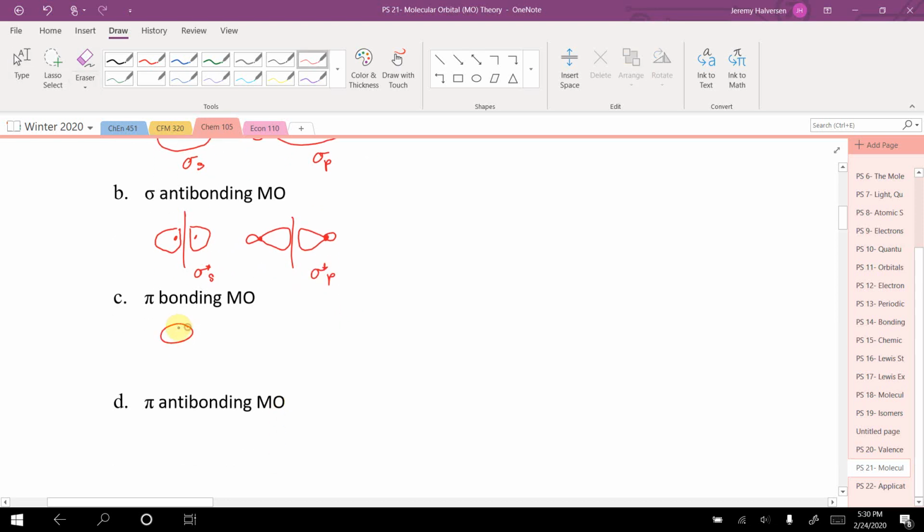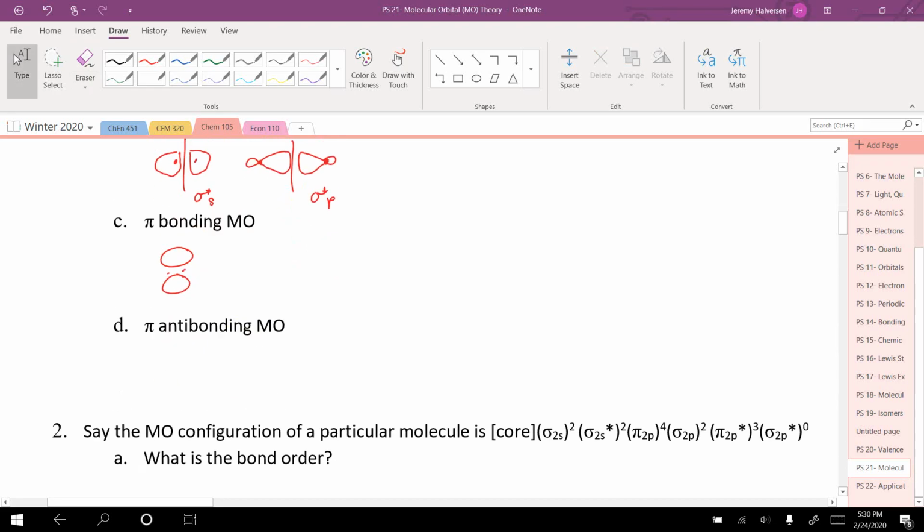Pi bonding. Again, that we just draw like this. That can only come from p's. Pi antibonding looks just like that one up top, but it has a node down the middle saying, nope, don't bond.